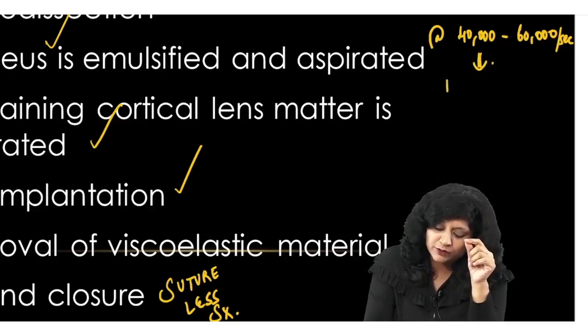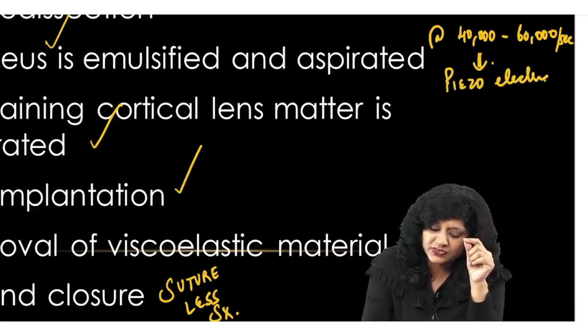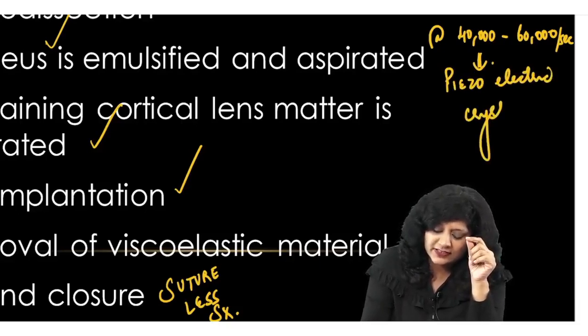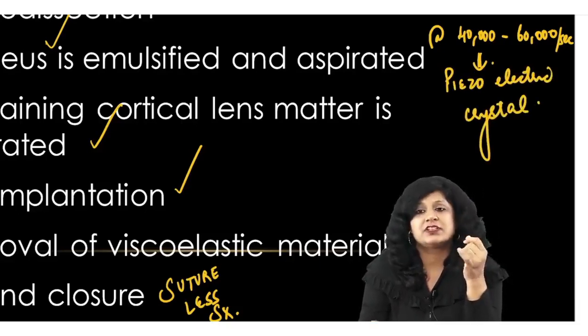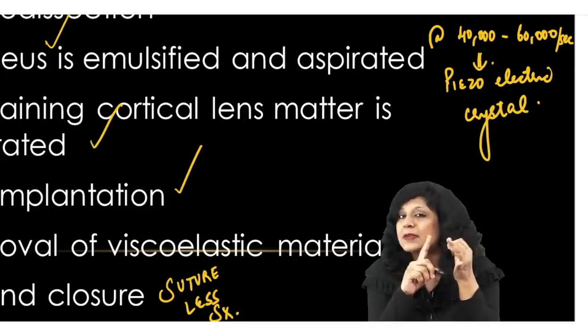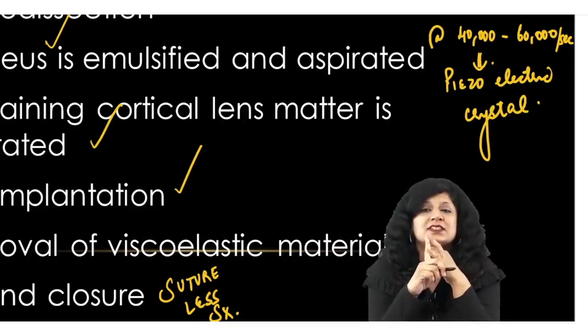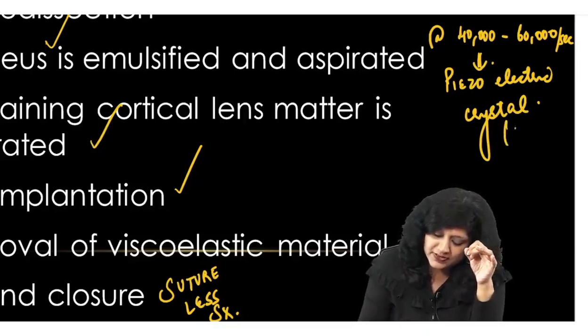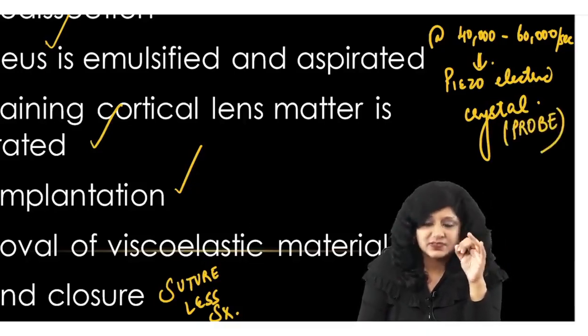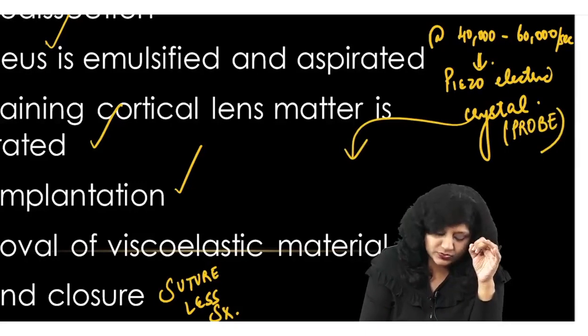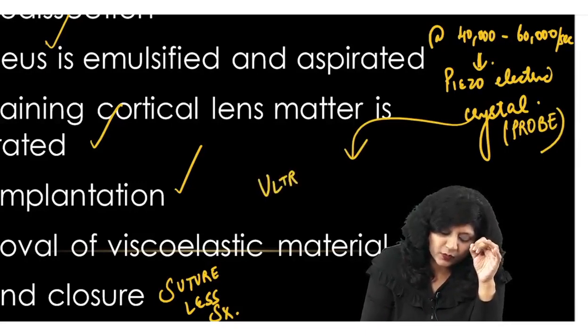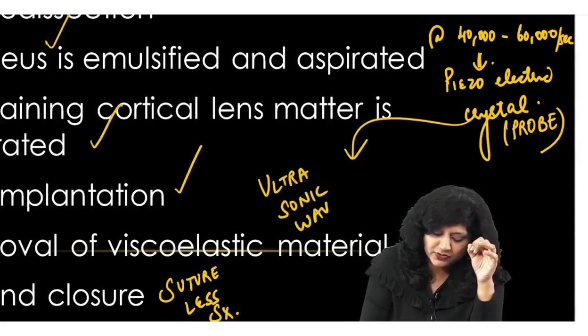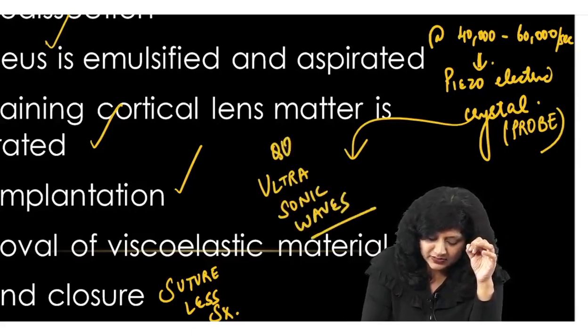This is because of the piezoelectric crystal. So these are the questions that they can ask you in the viva. So what is the speed? Why is it taking place? Due to the piezoelectric crystal which is present in the probe. And what are the radiations they are using? They are using the ultrasonic waves. So again, this is important here.